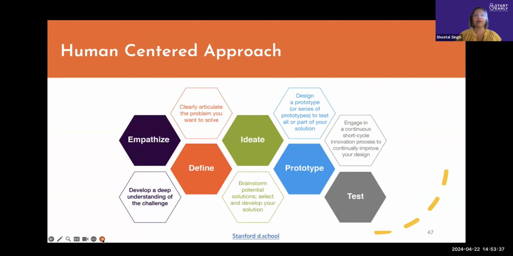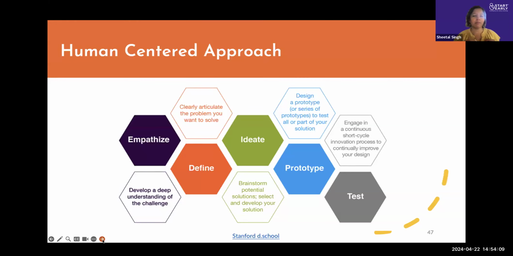So there are many different diagrams or visuals of the human-centered design process. This one comes from the Stanford Design School. But at its heart, and I'm sure most of you have seen some version of this slide before, the words might change, but really what the approach entails is a cyclical approach that really involves not just coming up with an idea.